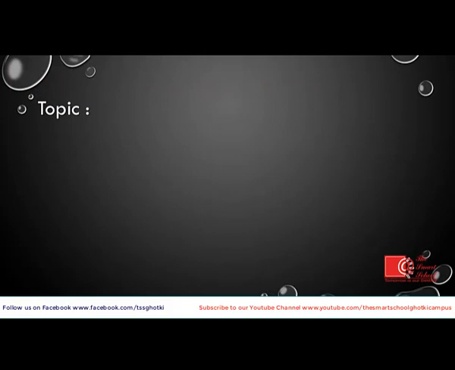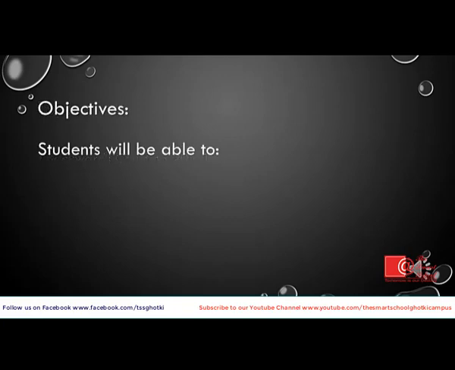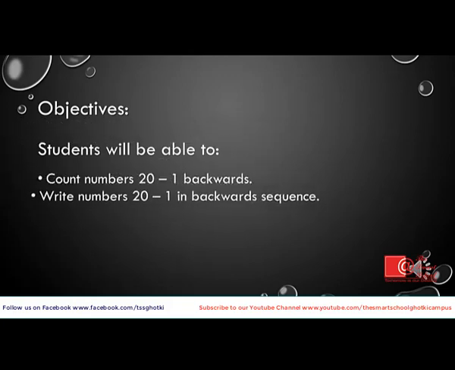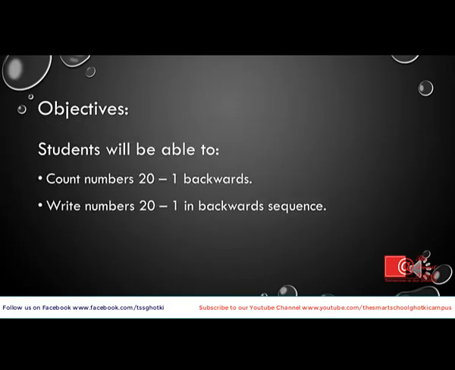Today we are going to learn about backwards counting 20 till 1. Objectives of the lesson are students will be able to count numbers 20 till 1 backwards. Write numbers 20 till 1 in backwards sequence.